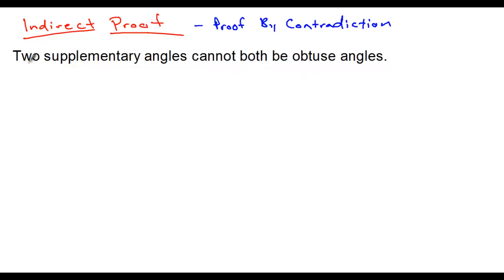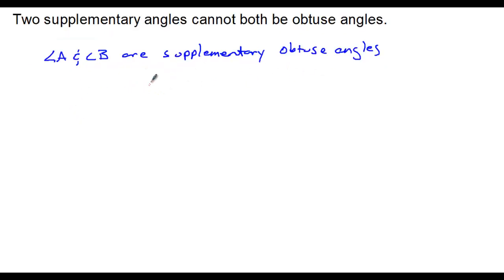So start with this statement here. It says two supplementary angles cannot both be obtuse angles. So let's just pretend that we can have that. So what I'm going to do now is try to prove that angle A and angle B are supplementary obtuse angles. So I'm going to start out real quick, real easy. This is my given statement. So I'm going to say that angle A and angle B are supplementary, and that's given.